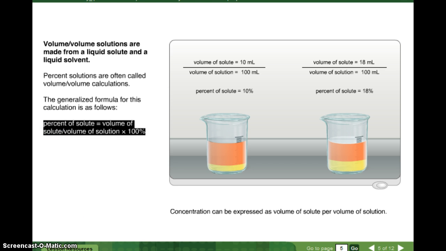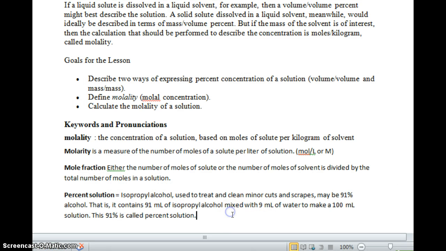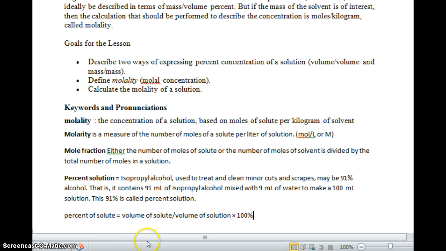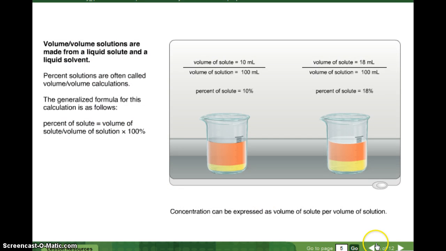So we will just add this into our notes under our percent of solution, and now we have percent of solute.